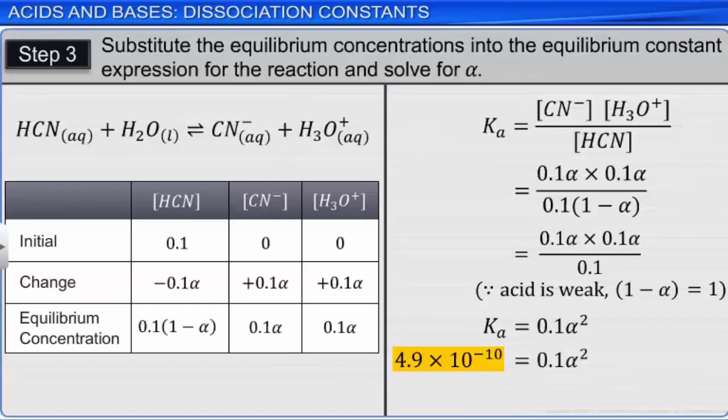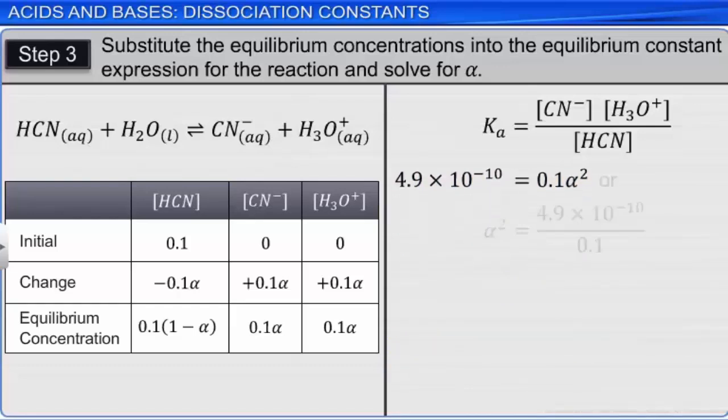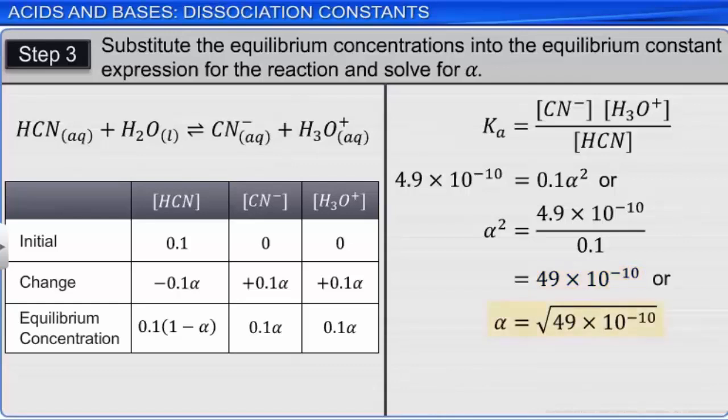Now, this can be written as alpha square is equal to 4.9 multiplied by 10 raised to the power minus 10 divided by 0.1. This becomes equal to 49 multiplied by 10 raised to the power minus 10. Hence, alpha is equal to square root of 49 multiplied by 10 raised to the power minus 10. This is equal to 7 multiplied by 10 raised to the power minus 5. Thus, the degree of dissociation of decimolar hydrocyanic acid is equal to 7 multiplied by 10 raised to the power minus 5.